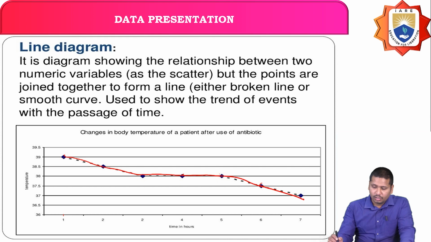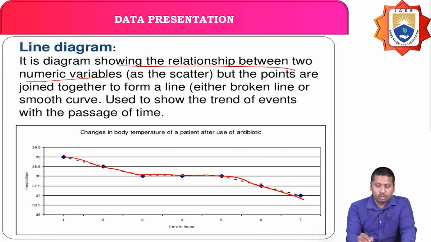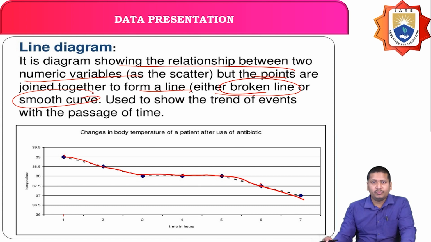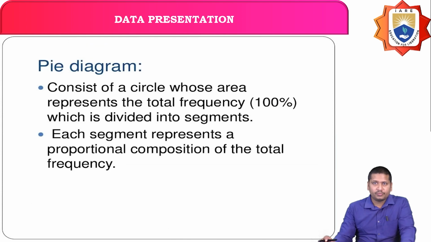Normally, in most applications like cricket matches, how many runs were scored, what the line graph of India looks like, and what the line graph of Australia looks like, I can show like this. So these are live examples of the line diagram. The line diagram shows the relationship between two numerical variables, but the points are joined through a line, which can be either a broken line or a smooth curve.